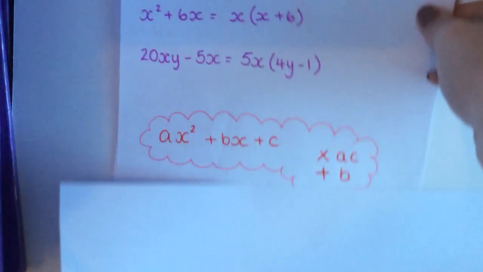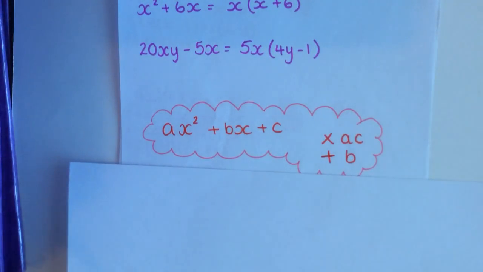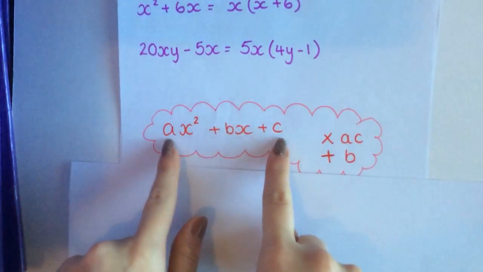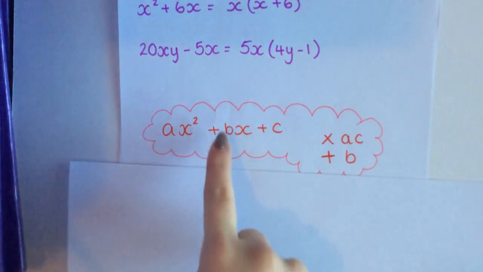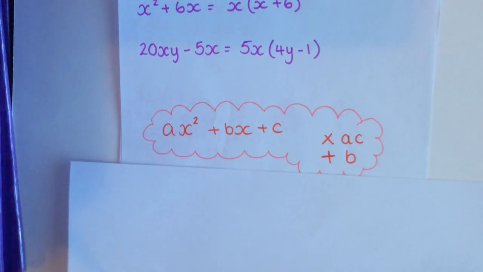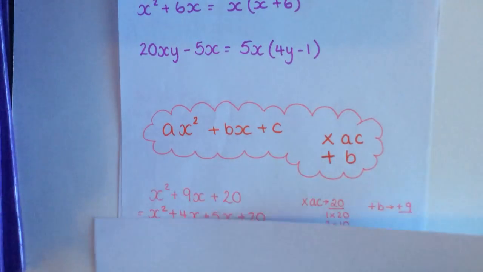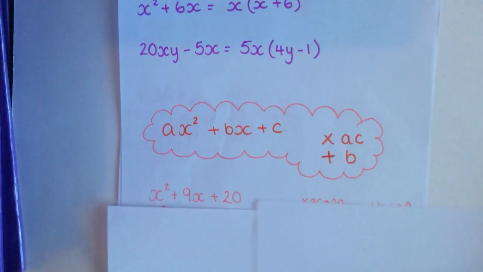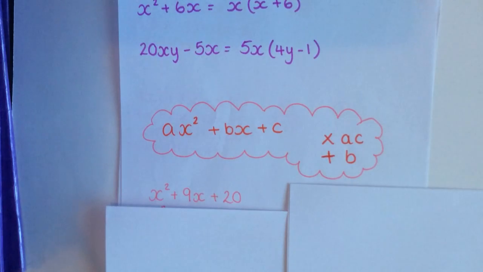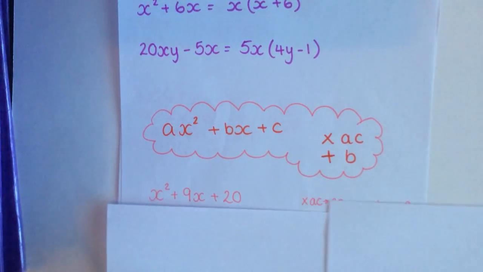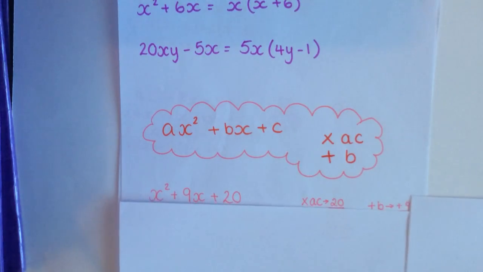When we've got a quadratic like so, we want to multiply to give us the c and add to give us the b term. This will look easier with a numerical example. So with this one here, I'm looking for a number that multiplies to give me 20 and will add to give me the 9.